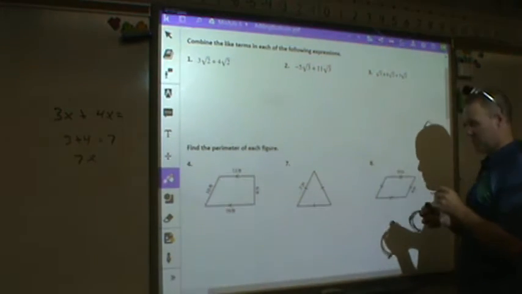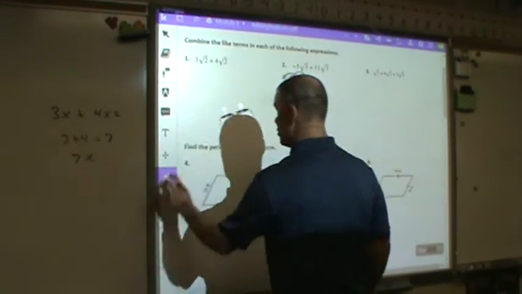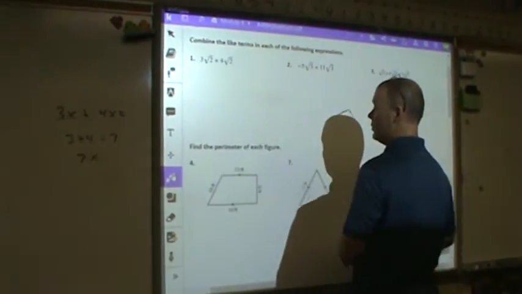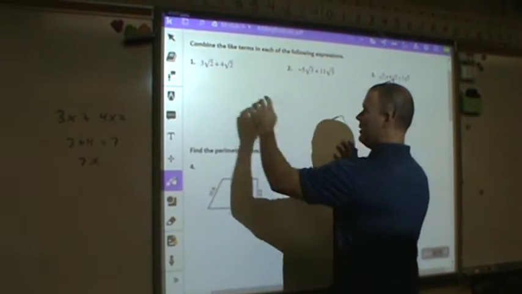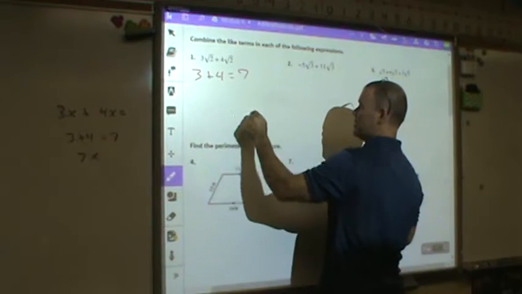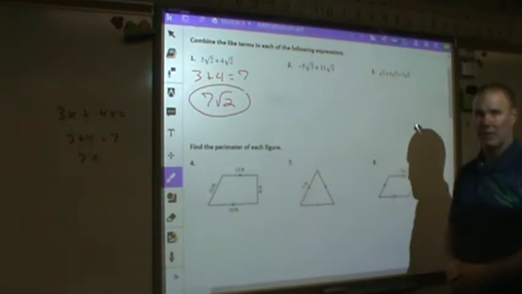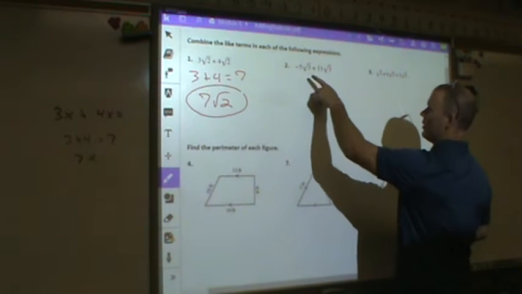Combining like radicals is no different. The radicals have to be the same. So for instance, in the first expression, the first term is 3 rad 2. The second term is 4 rad 2. I hear rad 2, I can combine. So what I'm going to do is show my work. 3 plus 4, which is 7, and my answer is 7 rad 2. Again, combining like radicals.